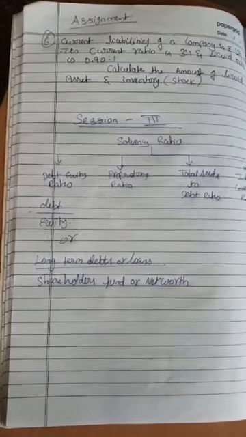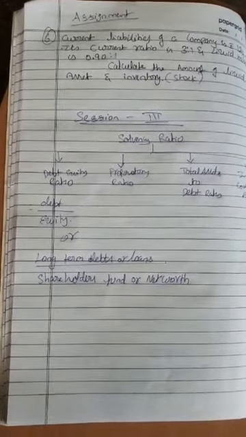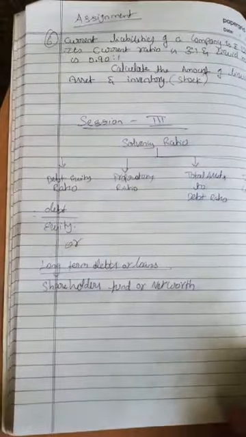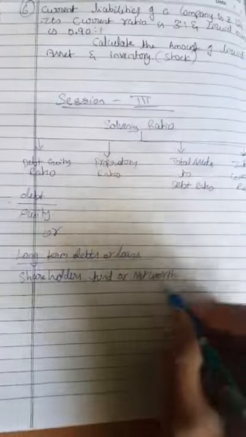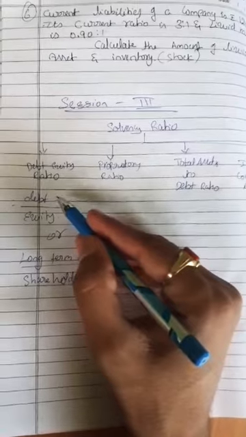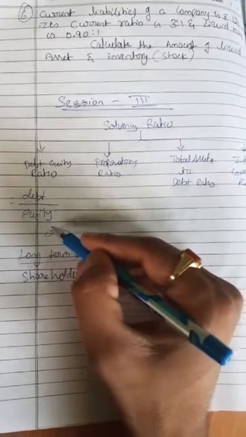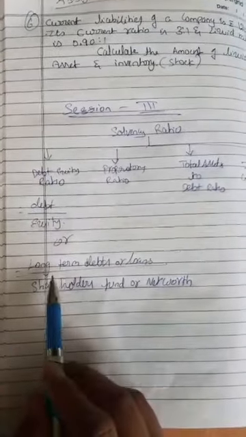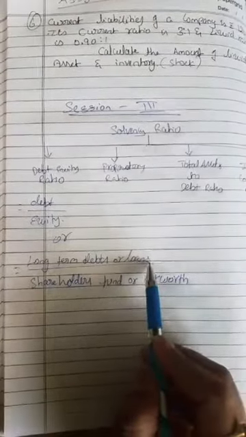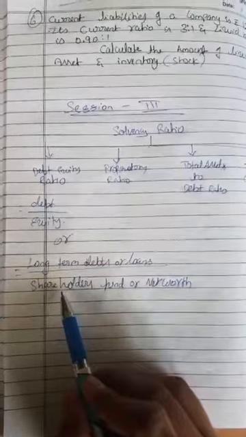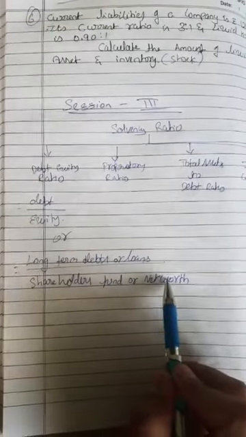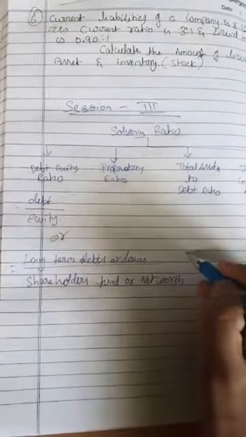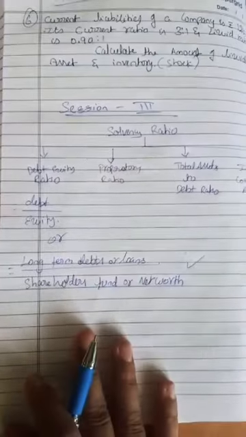So how do we use these sources of funds towards your assets in the organization or in the company? The formula states debt divided by equity, or another formula, which is the standard formula that we are going to keep on using: long-term debts or loans divided by shareholders' fund or net worth. This will be the standard formula where we look into your problems.